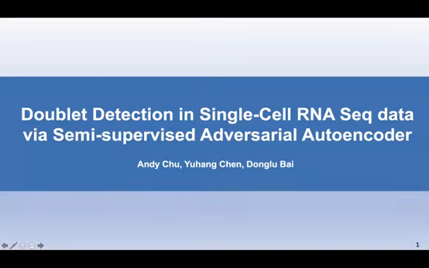Hi everyone, today I'm going to talk about the final project. We developed a computational method for doublet detection in single-cell RNA-seq datasets via a semi-supervised adversarial autoencoder. Our group members are Andy Chu, Yuhang Chen, and Doublet.